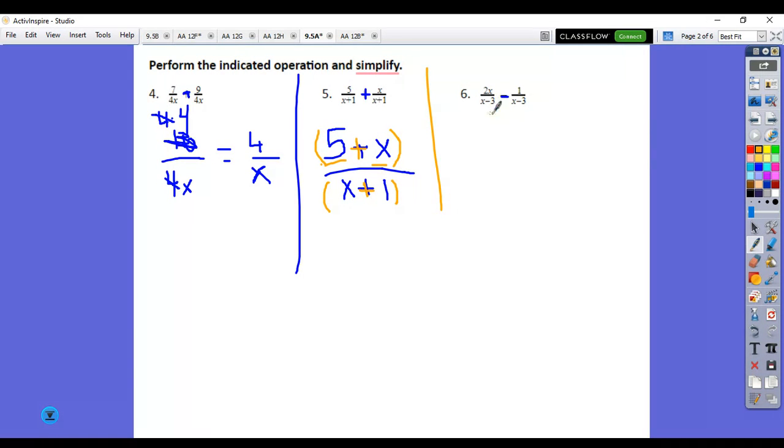We have a common denominator. They both have x plus 3, so I just go straight across. 2x minus 1. 2x and 1 are not like terms, so I cannot combine them. All over x minus 3. So once you have a common denominator, add or subtract the numerator, keep the denominator.